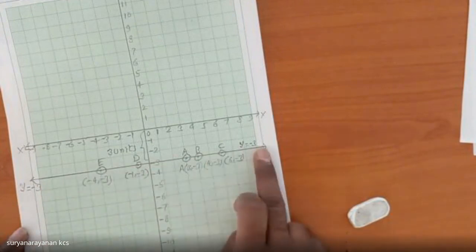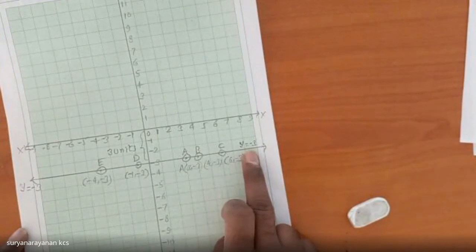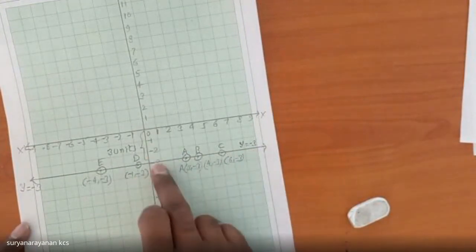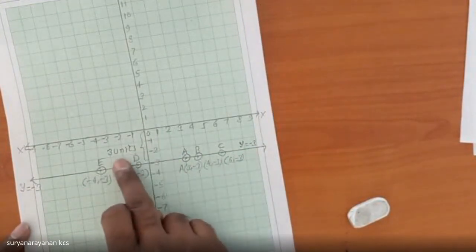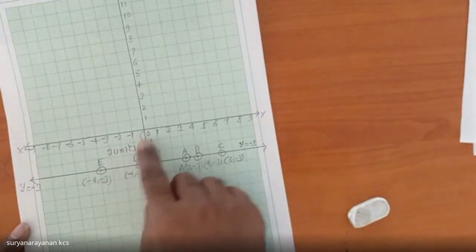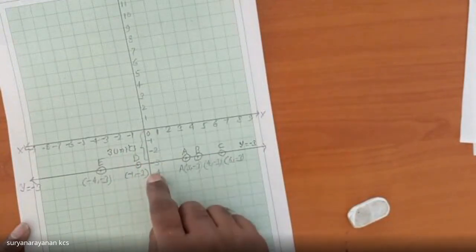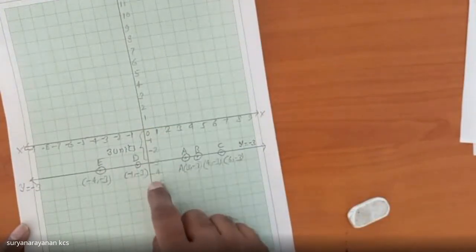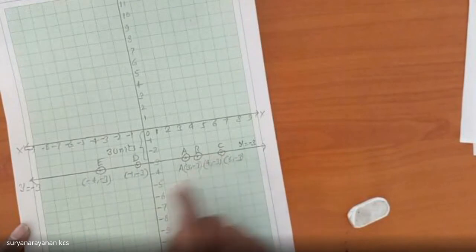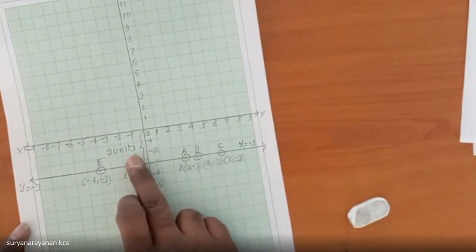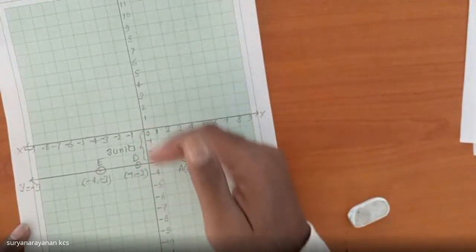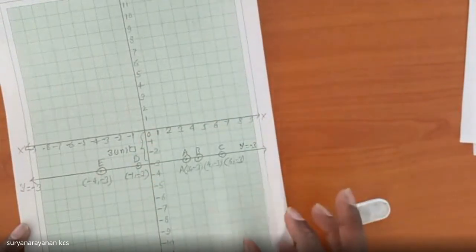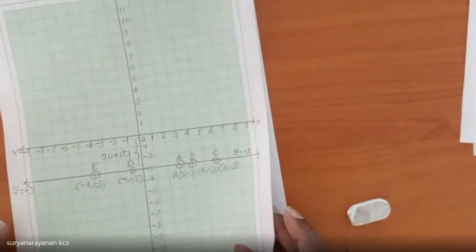If you observe this line, it is parallel to the x-axis. This line y is equal to minus 3 is parallel to the x-axis at a distance of 3 units from the origin, below the x-axis. It is below the origin and parallel to the x-axis, at a distance of 3 units from the origin or 3 units from the x-axis. Understood this one?